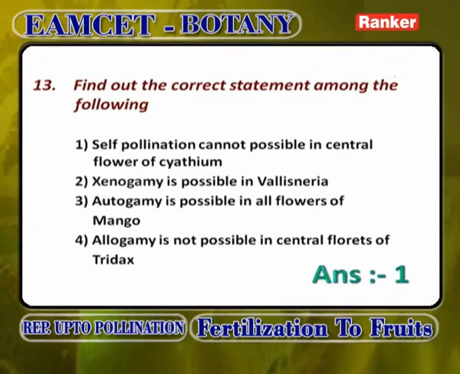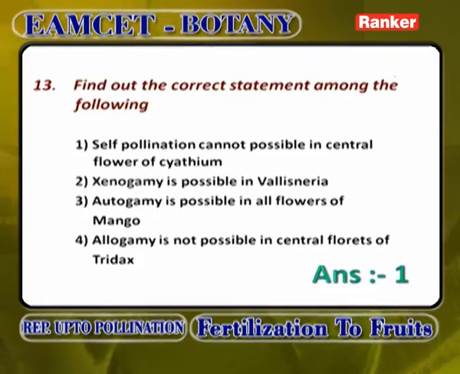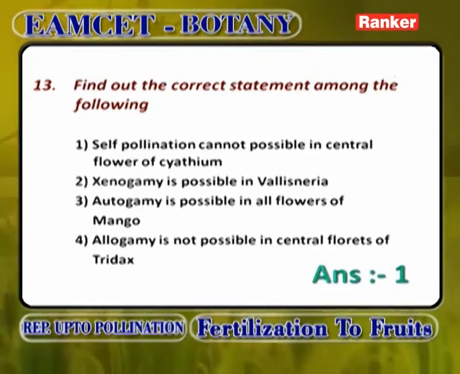Autogamy is possible in all flowers of mango is also correct because bisexual flowers, female flowers and male flowers are present. Allogamy is not possible in the central florets of Asteraceae. Central florets of Asteraceae, allogamy may not be possible.